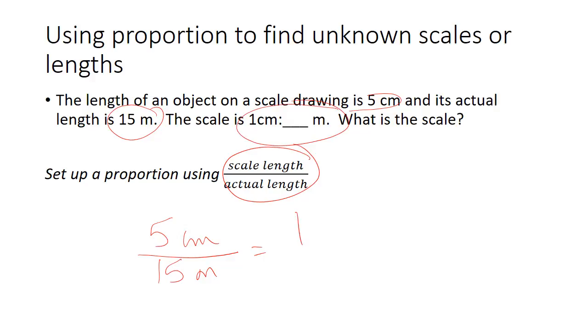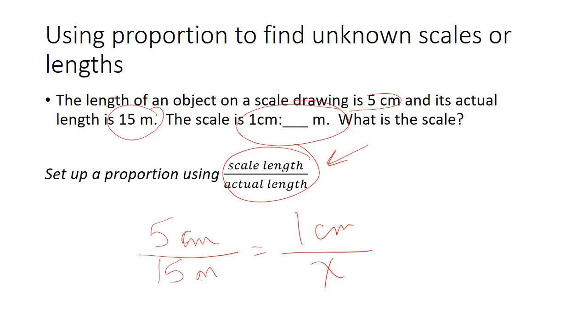So our 1 centimeter is going to go on top, and what we're missing is going to go on the bottom, right? So as long as our centimeters are the same, if we wanted to put the meters on top, that's fine, but it's just easier to keep the same rule. So we're going to do scale and scale, actual and actual, right?